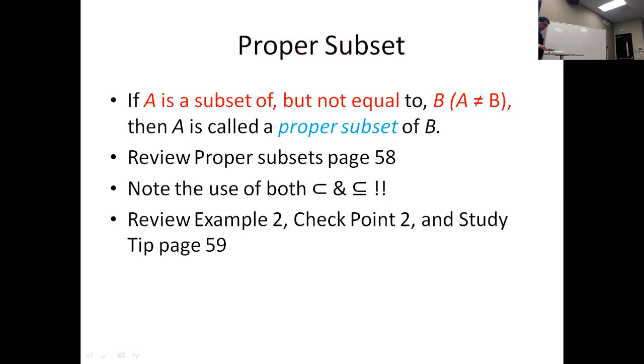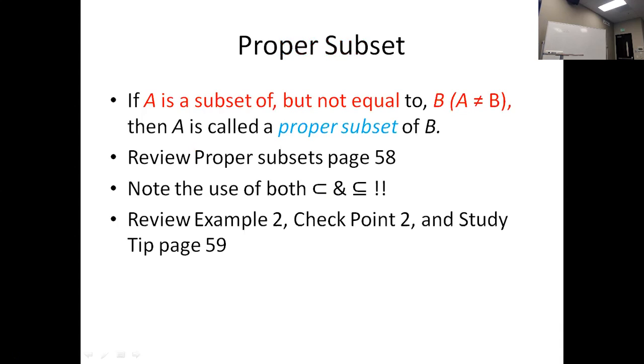But look at the other example, at the very end. You have set A: 1, 3, and 5, and then set B: 1, 3, and 5. They are identical, but you cannot call it a proper subset because they are identical. So we use the other sign to identify it's not a proper subset.